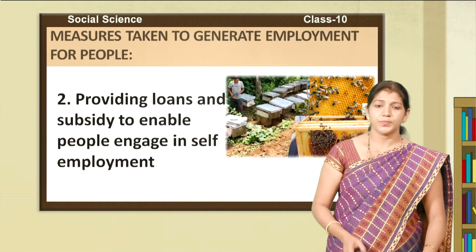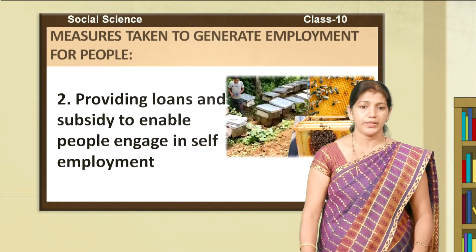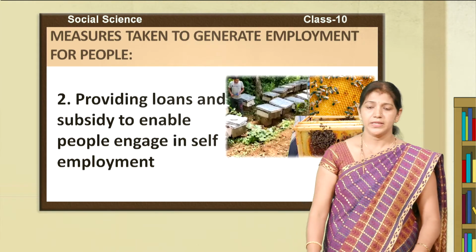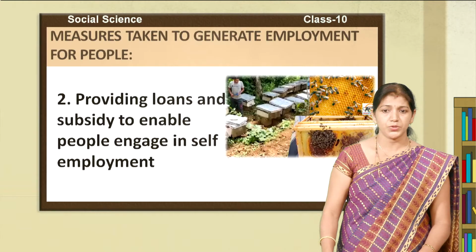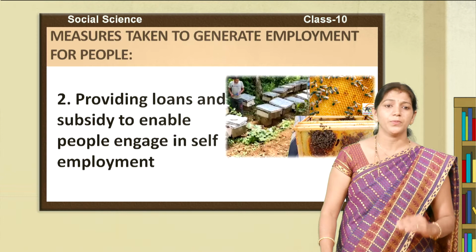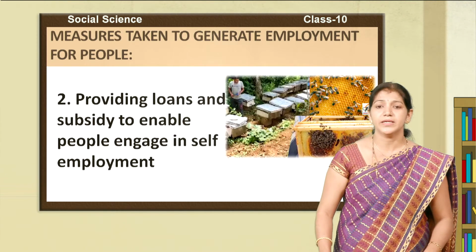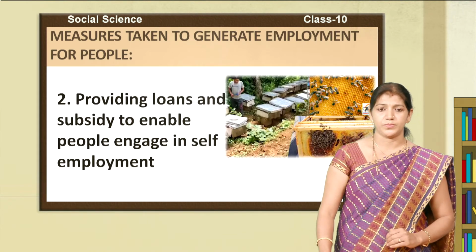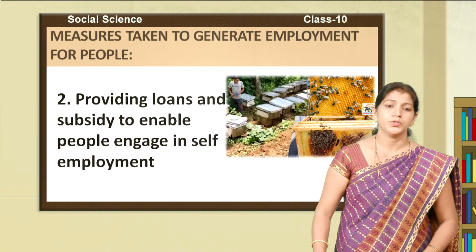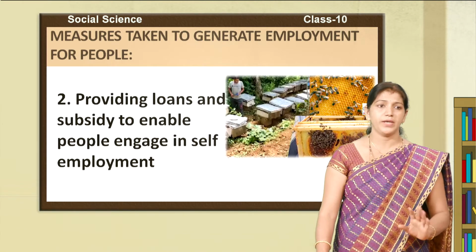The second measure of the government is providing loans and subsidies to enable people to engage in self-employment. Students, see this picture: beekeeping, sericulture, poultry, fishing, different types of self-employment. The government is providing loans and subsidies to help people start their own employment. It helps avoid the unemployment problem of our country and also encourages employment opportunities for people. It reduces unemployment. So providing loans and subsidies is also one of the important measures to avoid unemployment.